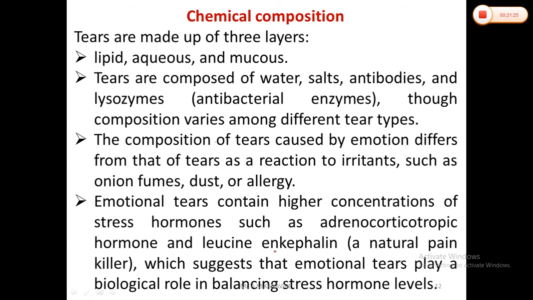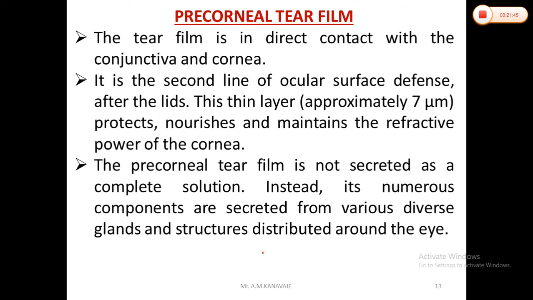So that is the lipid layer. The aqueous layer promotes the spreading of the tear film, and controls infectious agents and osmotic regulation. And the mucus layer is there. The mucin formations are carried out in this particular layer. Now we'll see the tear film, how it is formed, the precorneal tear film.